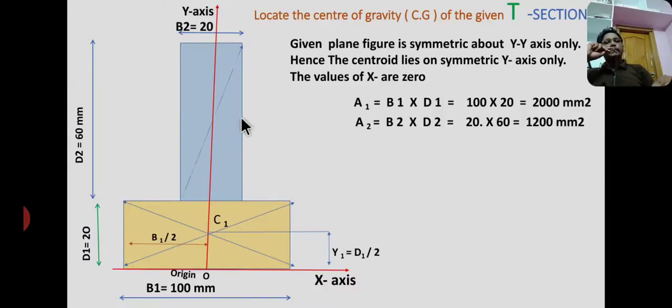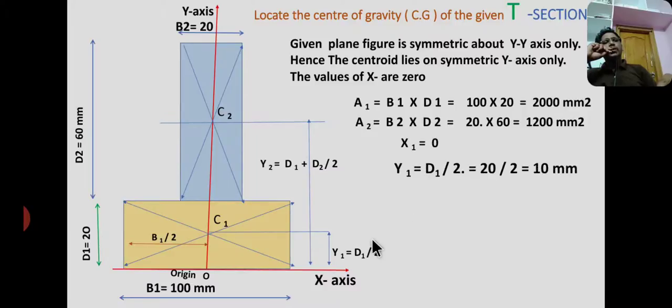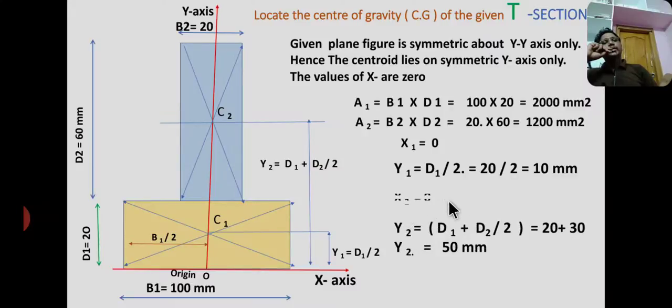Now C2 is the centroid of the top rectangle at a distance of y2 equal to the height of the bottom rectangle plus half of the height of the top rectangle, that is d1 plus d2 by 2. x1 equals 0, y1 equals d1 by 2 equals 10 mm, and x2 equals 0, y2 equals d1 plus d2 by 2, that is 50 mm.